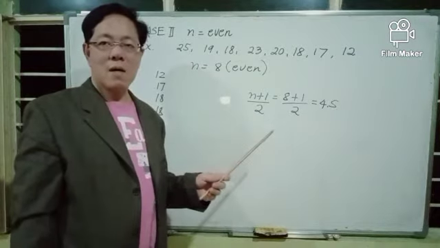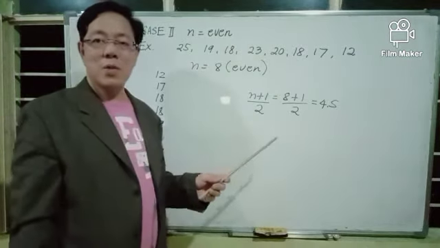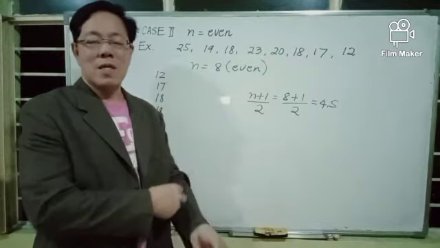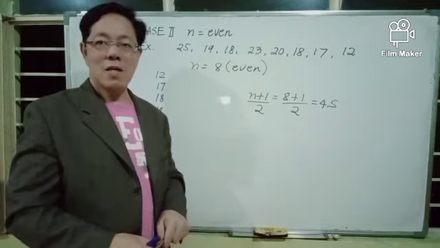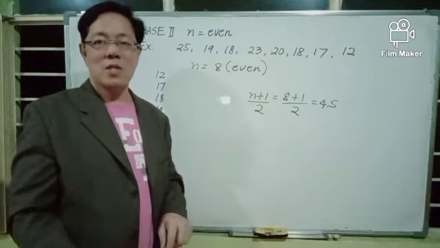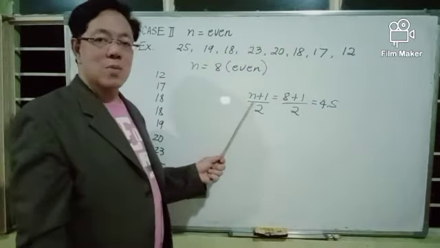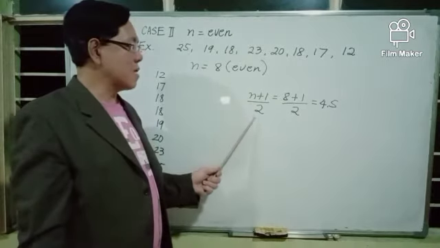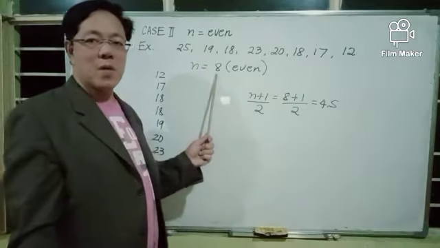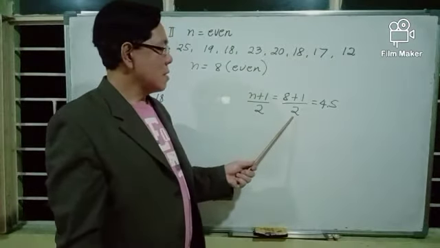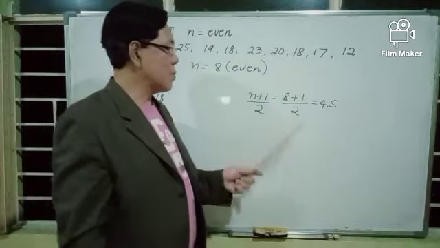This is the easier way to locate the middle score in a set of data with large sample size. You divide n plus 1, you add 1 to the sample size and divide by 2. In this example, our sample size is 8 plus 1 is 9 divided by 2.